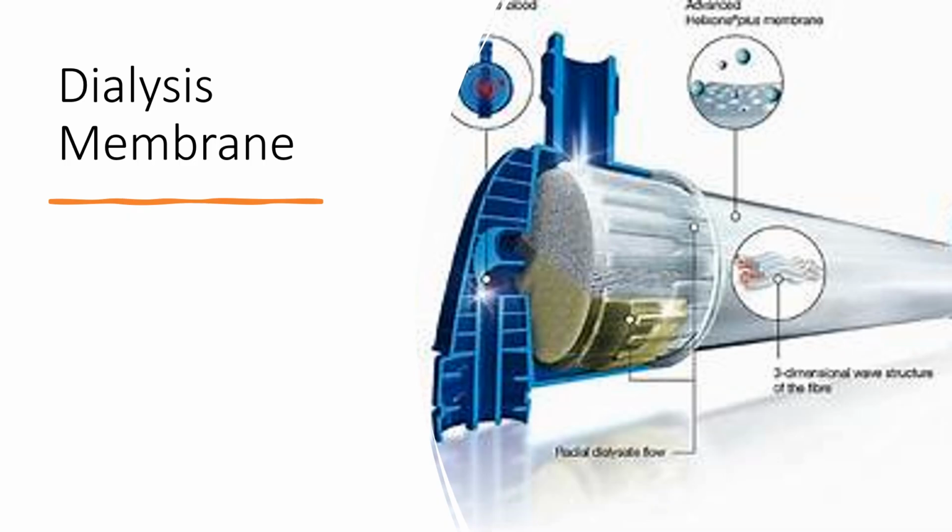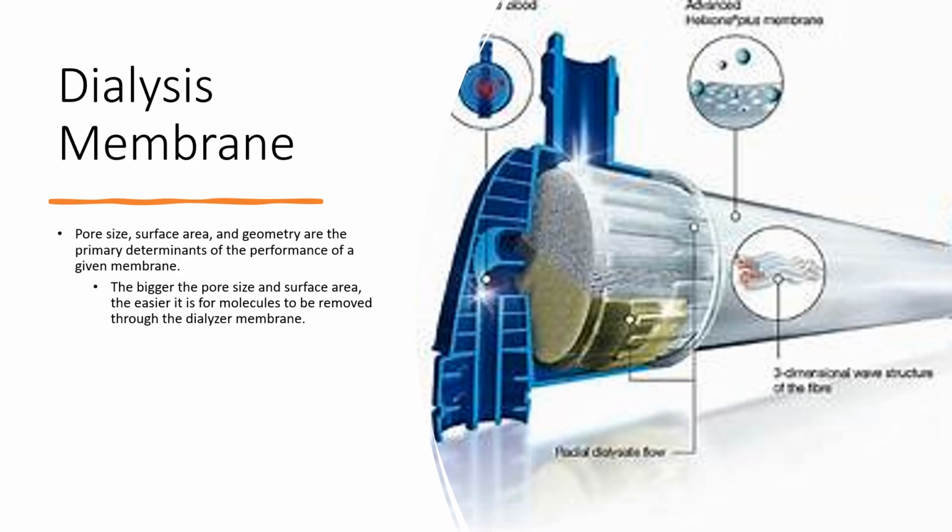And as I mentioned earlier, there are certain dialysis factors that impact how well a drug can be removed. For example, the dialysis membrane. The dialysis membrane has certain features, including its pore size, its surface area, its geometry, and these impact how well a molecule can be removed. In general, the bigger the pore size, the larger the surface area, the easier it is for molecules to be removed across the dialysis membrane.